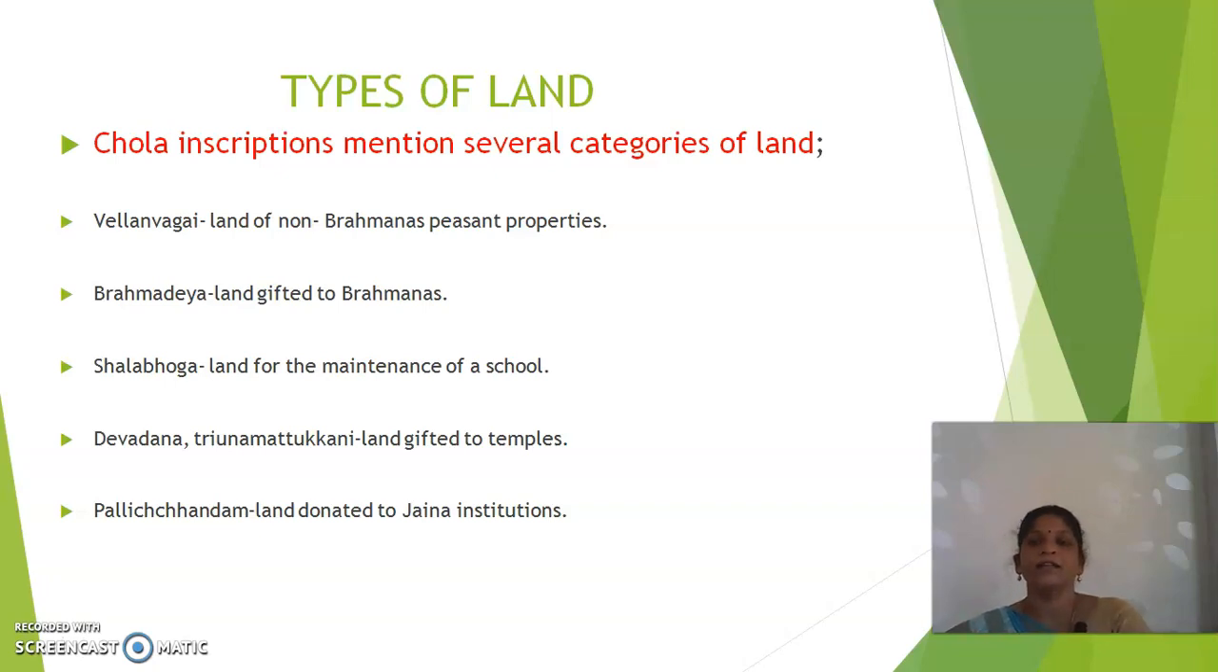Then Devadana Tirunamattukkani, that means land gifted to temples. In those areas, the agricultural products were used only for the maintenance of the temples. Then Palli Chandam, that means areas donated to Jaina institutions. At that time Buddhism and Jainism also spread over the Chola areas. So Velavagai, Brahmadeya, Shalaboga, Devadana, Palli Chandam: these places were called by different names.